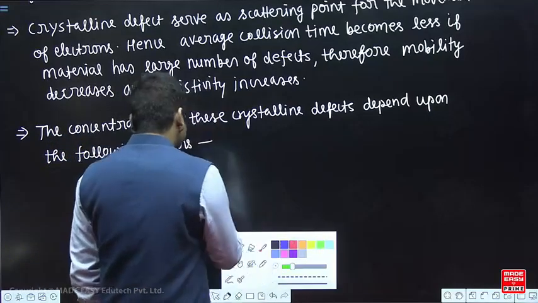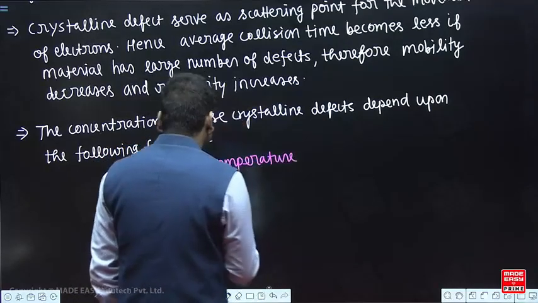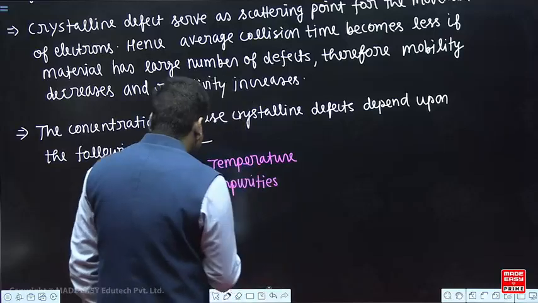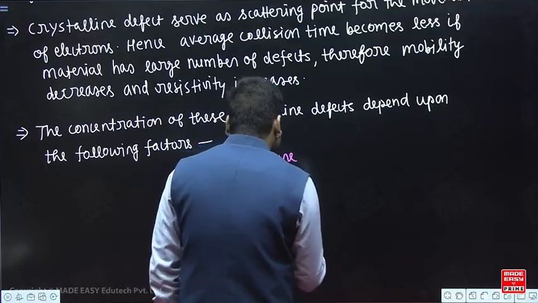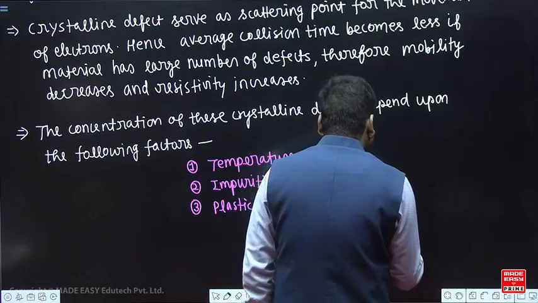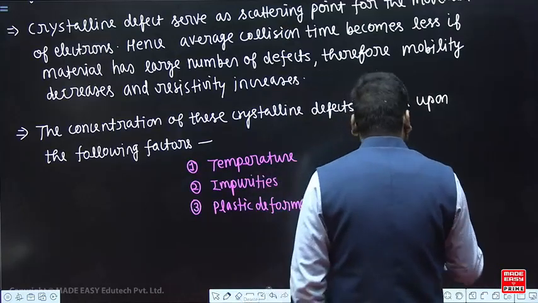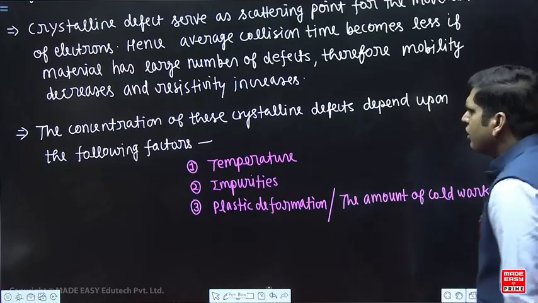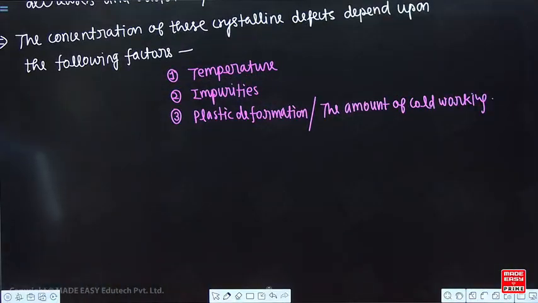First, temperature. Second, impurities. Third, plastic deformation, or the amount of cold working, etc. Cold working's exact meaning I would be discussing in the chapter named mechanical properties of materials.